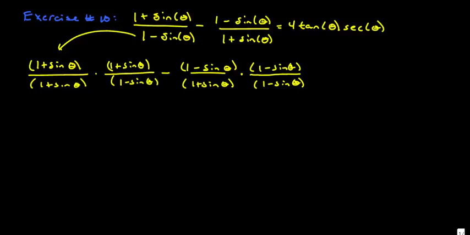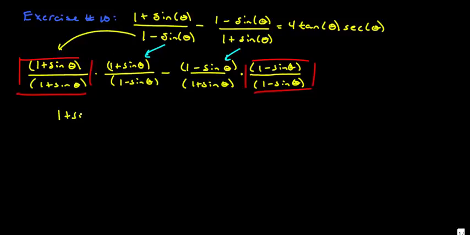So what I've done, let's just point this out. This guy right here is here, and this guy right here is here. What's new is this guy and this guy, but I'm multiplying by the same thing, so it's like multiplying by 1. So what do we have? Here, we've got 1 plus the sine squared.